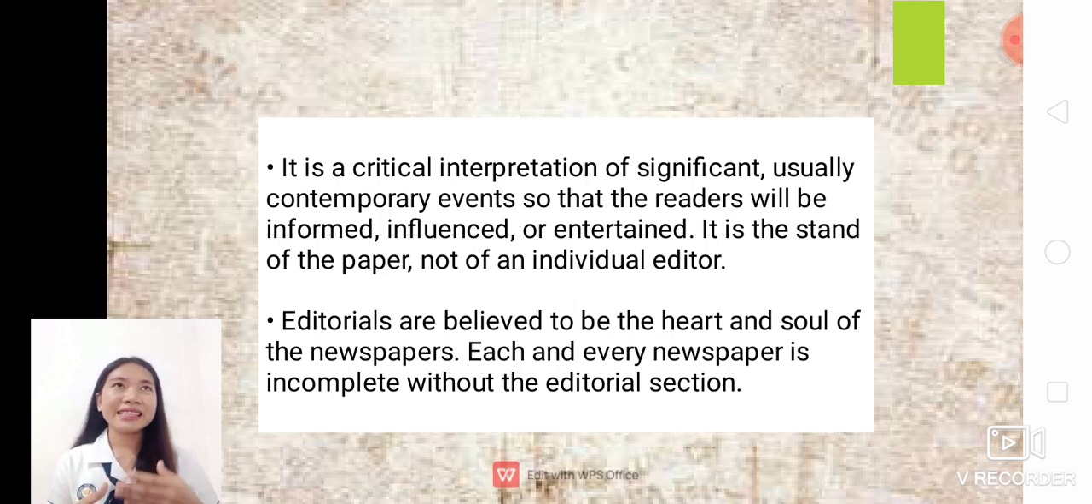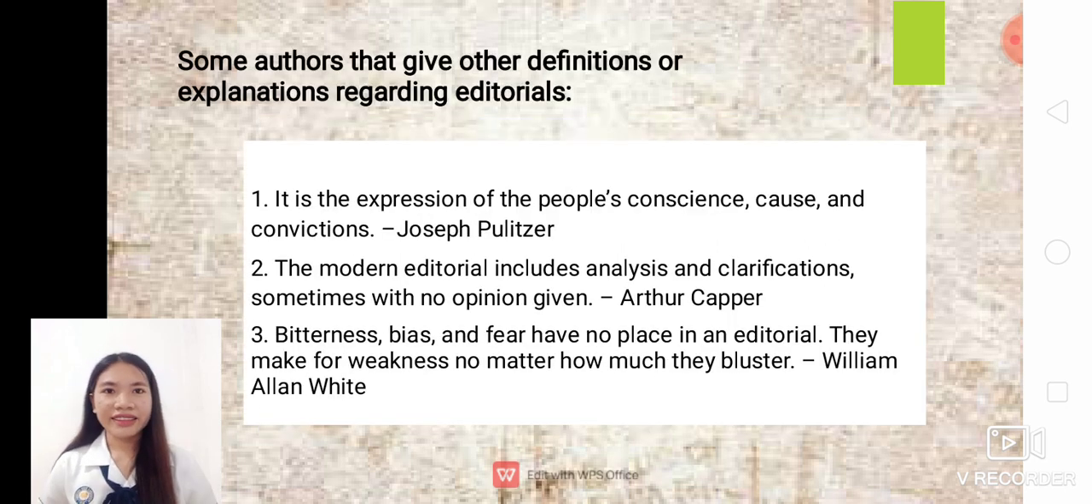It excites the readers to read it because it helps them to better understand the issue, and at the same time, the purpose is that it will help or cause them to take action on an issue. Okay, so that's it. Now let us see what other authors give as definitions or explanations regarding editorials.